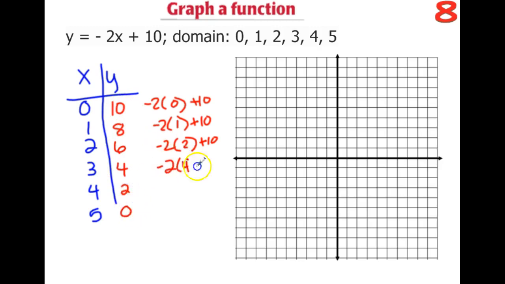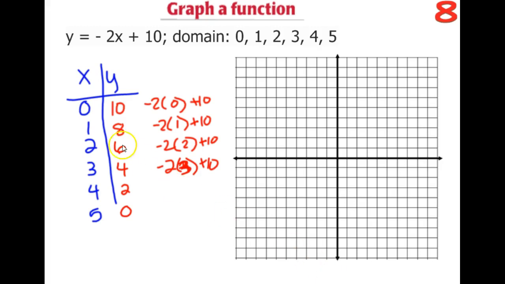If you want to double check, you can. Negative 2 times 4 is negative 8. Whoops, I skipped one. Should be 3 here. Negative 2 times 3 is negative 6. Plus 10 would give you 4, and so on.